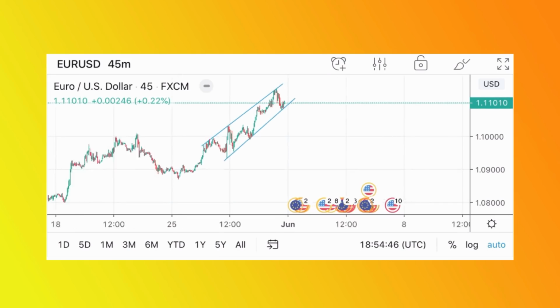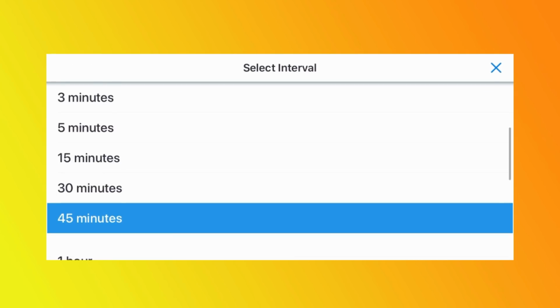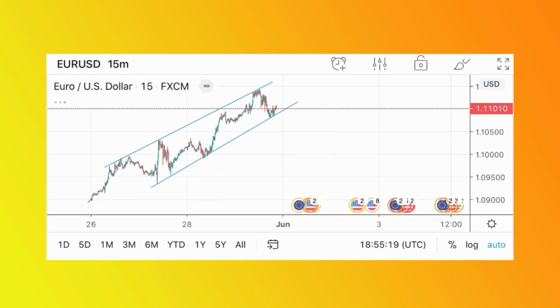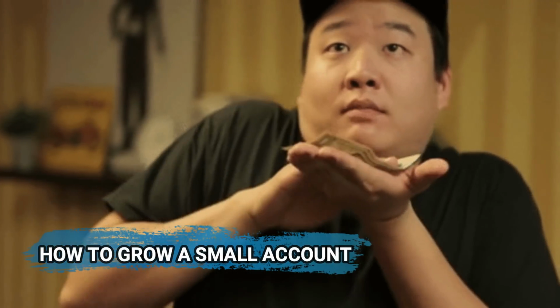Using the TradingView app for overall analysis helps. Your analysis stays in the same place, so when you switch from higher time frames to smaller time frames, your analysis stays intact. Now, as we continue with the video, how to grow a small account.